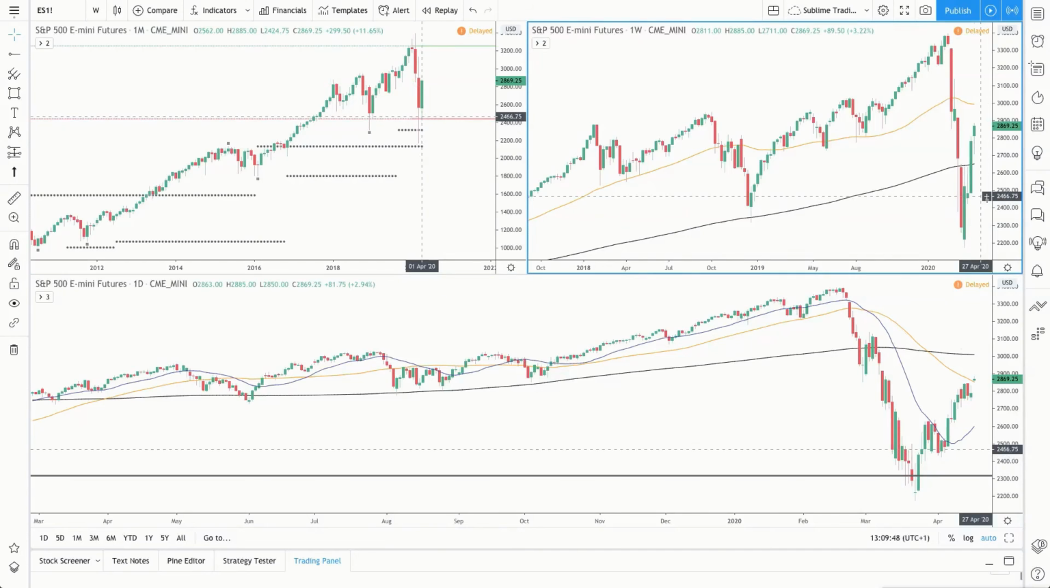Now, on the weekly time frame, price is also above the 200 moving average, but just below the 50 simple moving average, which is clustered with the 3,000 round number. But we are seeing bullishness this week, so again, we want to see how the candlestick ends.